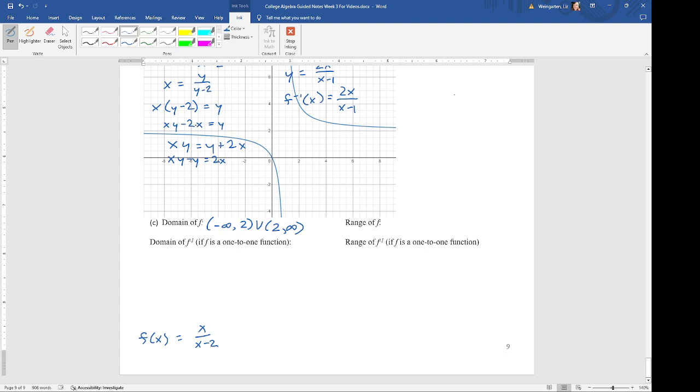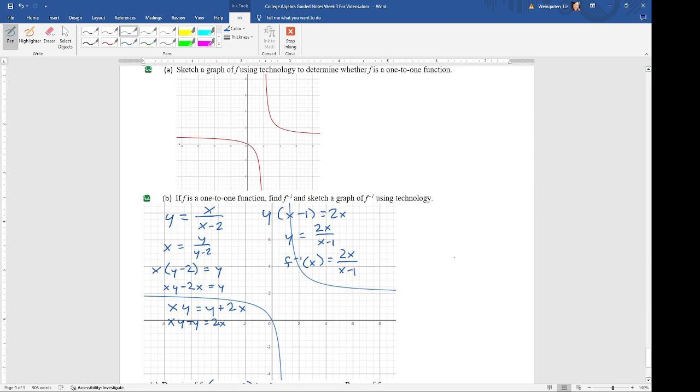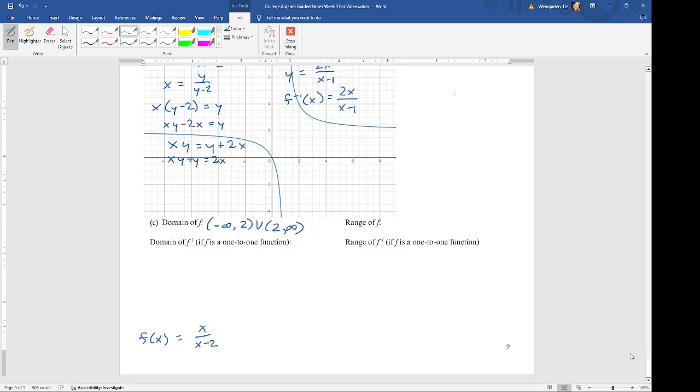If we go across, if I scroll up to the previous graph, when we go across, there's one value that is not covered on the graph, and that is x equals 2. That is because x cannot equal 2 in this function. So what else can we fill in? We can fill in the range of the inverse. That will be from negative infinity to 2 union 2 to infinity.